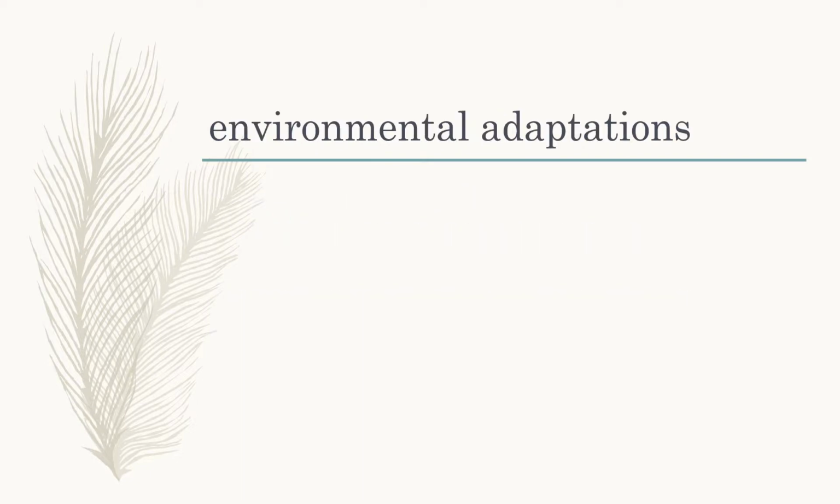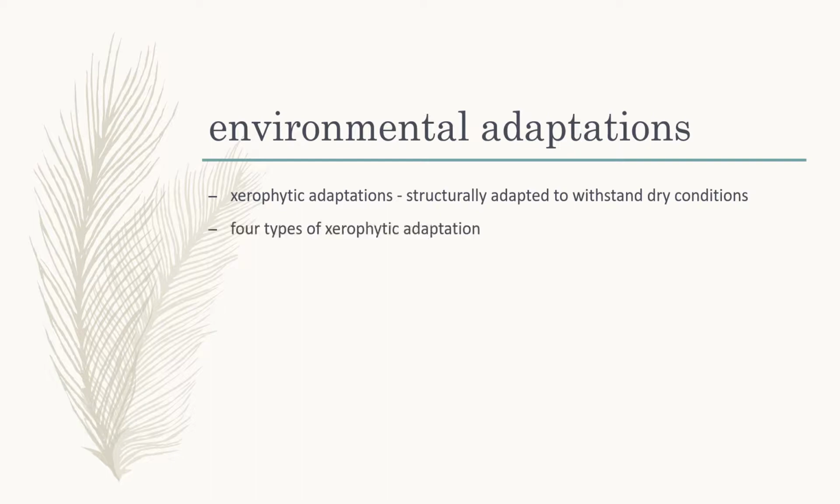Environmental adaptations have happened over the years to help plants survive and reproduce. There are two major types of environmental adaptations used by plants. Xerophytic adaptations are structurally adapted to withstand dry conditions. There are 4 types of this adaptation in which different parts of the plant are modified in order to help the plant thrive.